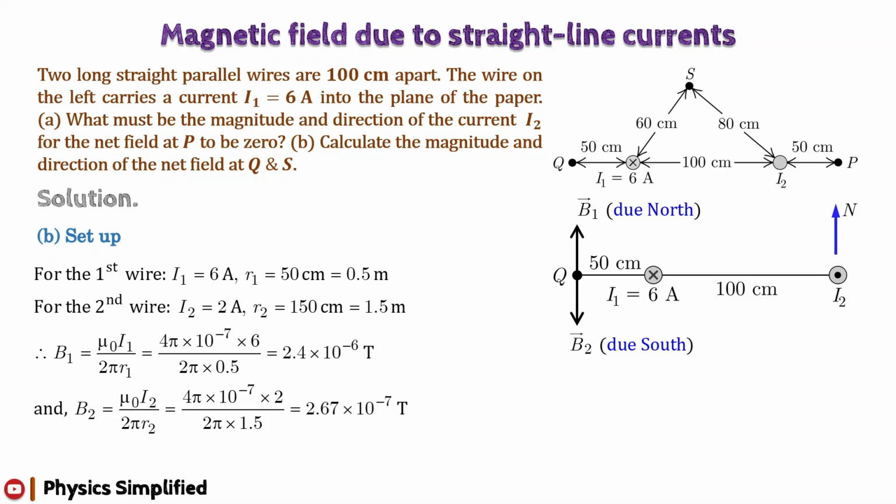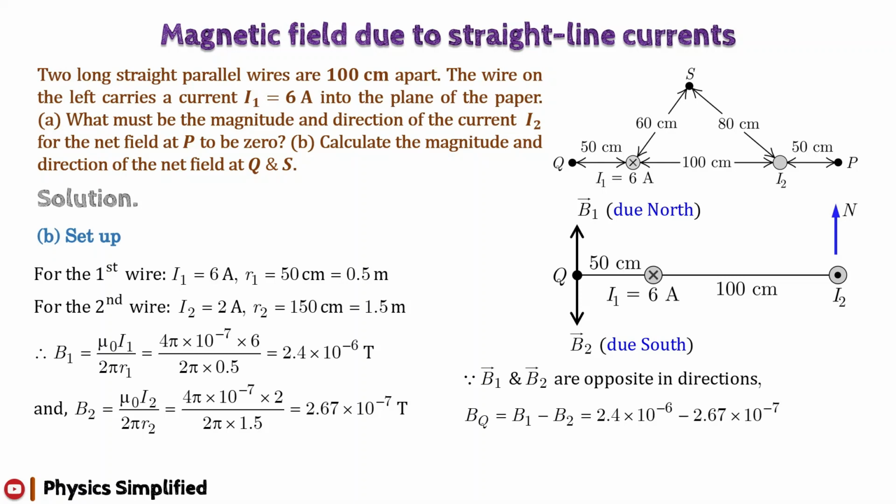Since B1 and B2 at point Q are oppositely directed, and B1 is greater than B2, the net magnetic field at Q is obtained by subtracting B2 from B1. Therefore, the magnitude of the net magnetic field at point Q is given by B_Q is equal to 2.13 into 10 to the power minus 6 Tesla, and is due north.